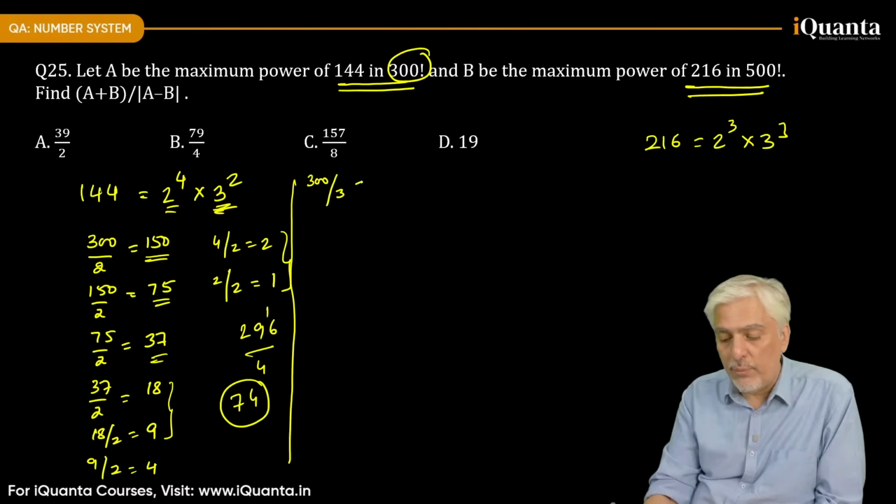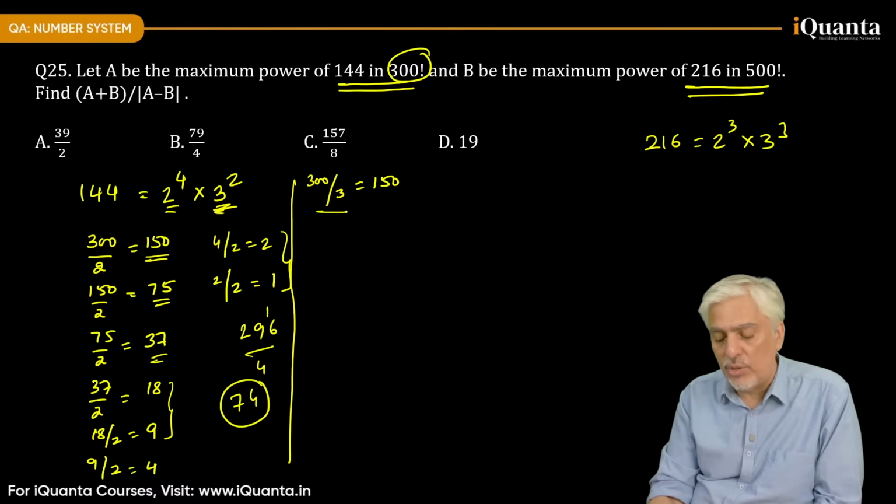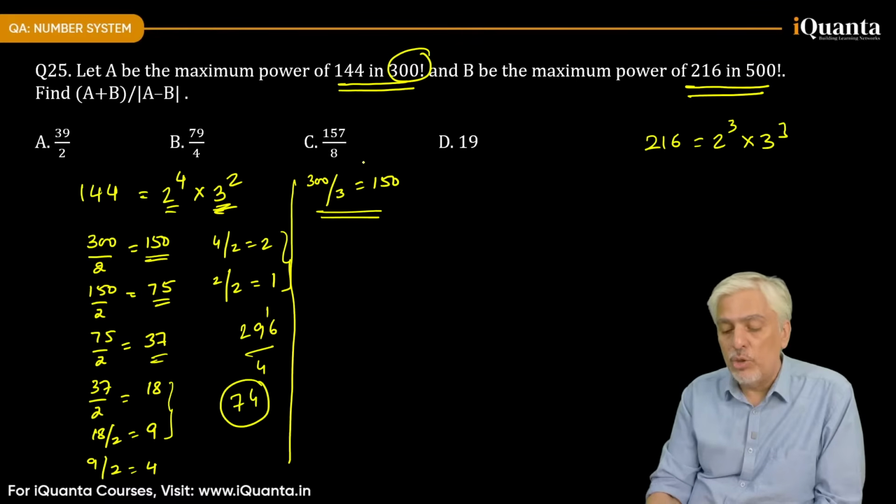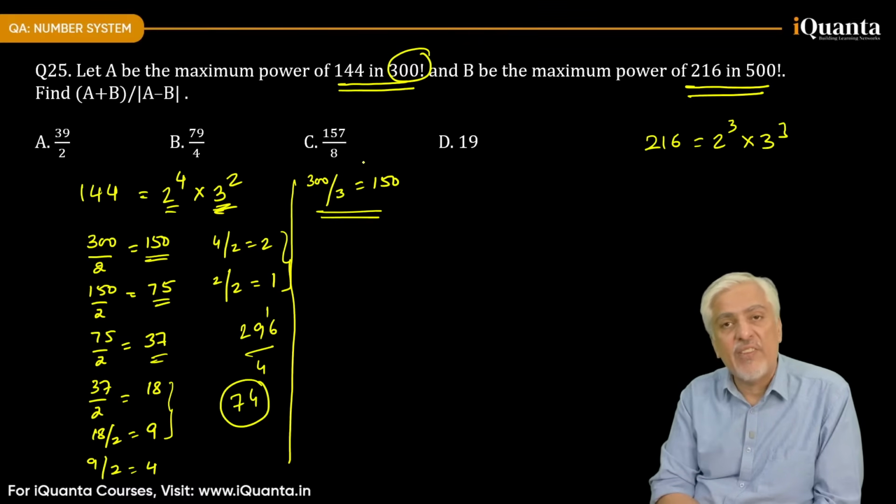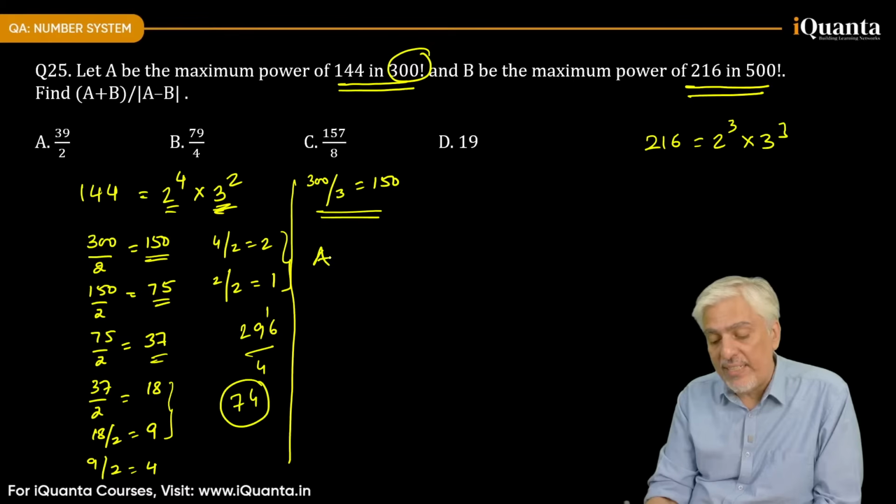300 divided by 3, 150. Actually, बस stop. आगे चेक करने की जरूरत नहीं है. 300 divided by 3, 150 आ गया. तो 153 आ गया. तो इवन में अगर दो का पैकेज बनाऊंगा तो 75 आ गया. तो no need to check 3. तो A is 74.